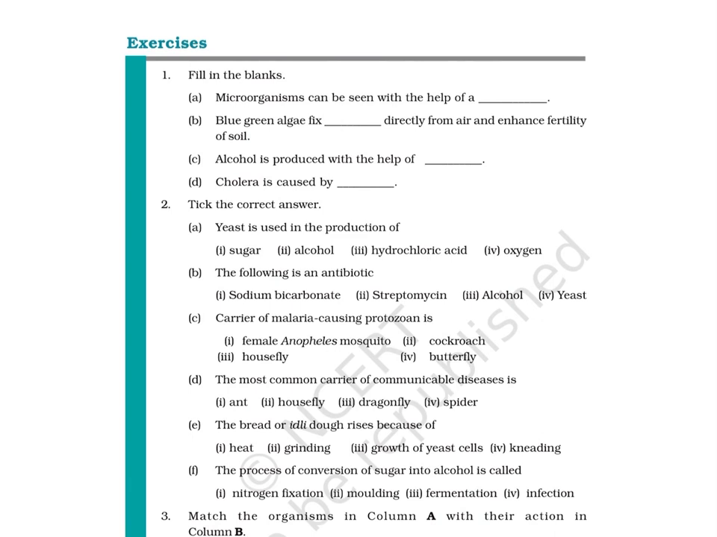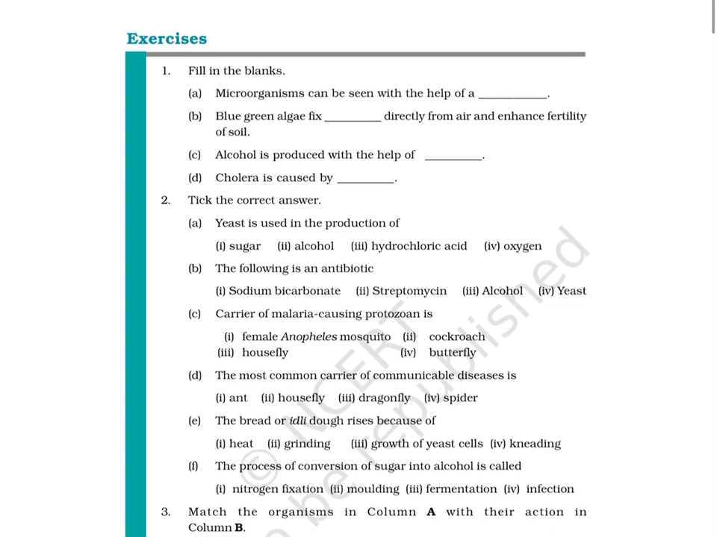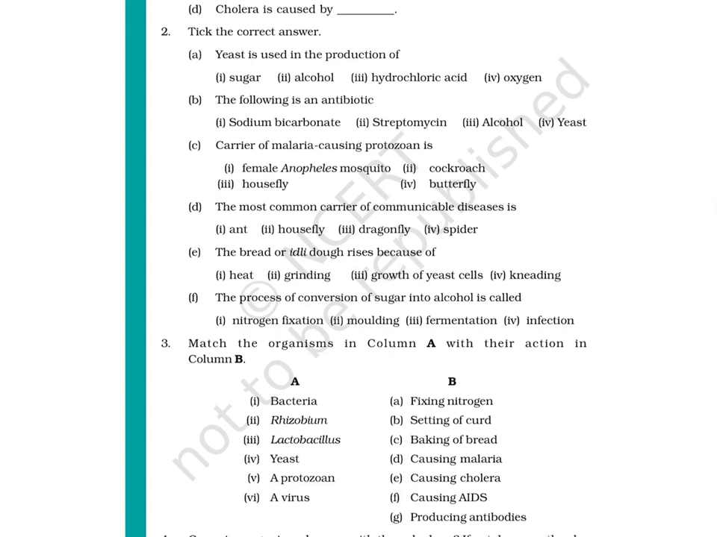2. Tick the correct answer. A. Yeast is used in the production of 1. Sugar, 2. Alcohol, 3. Hydrochloric acid, 4. Oxygen. B. The following is an antibiotic. 1. Sodium bicarbonate, 2. Streptomycin, 3. Alcohol, 4. Yeast. C. Carrier of malaria-causing protozoan is 1. Female Anopheles mosquito, 2. Cockroach, 3.